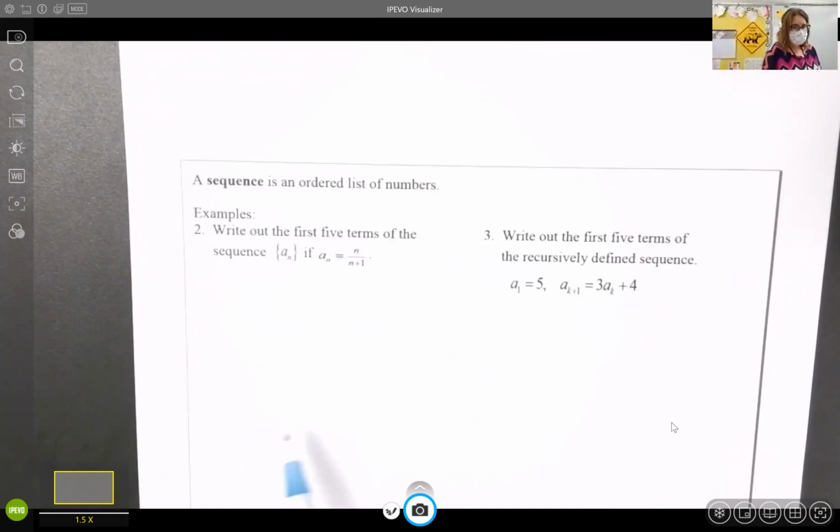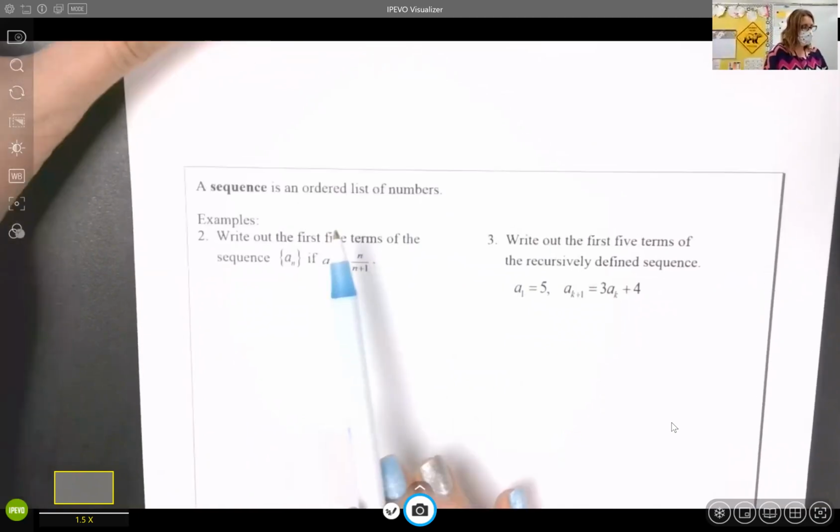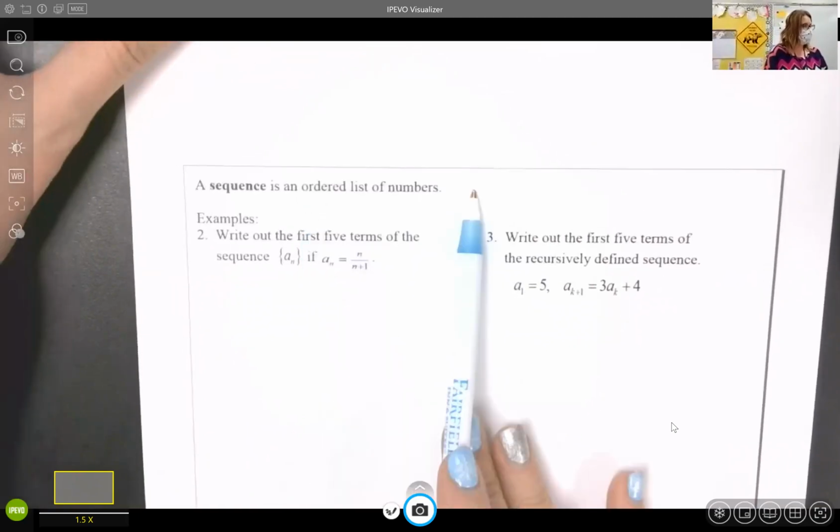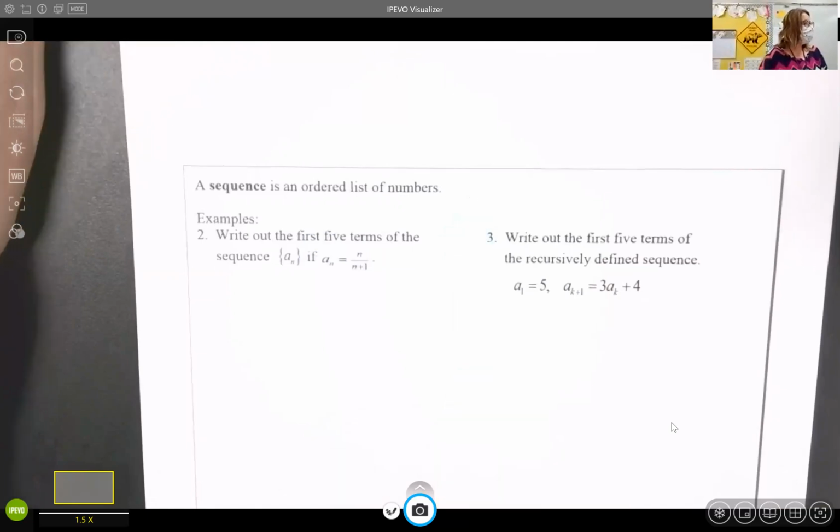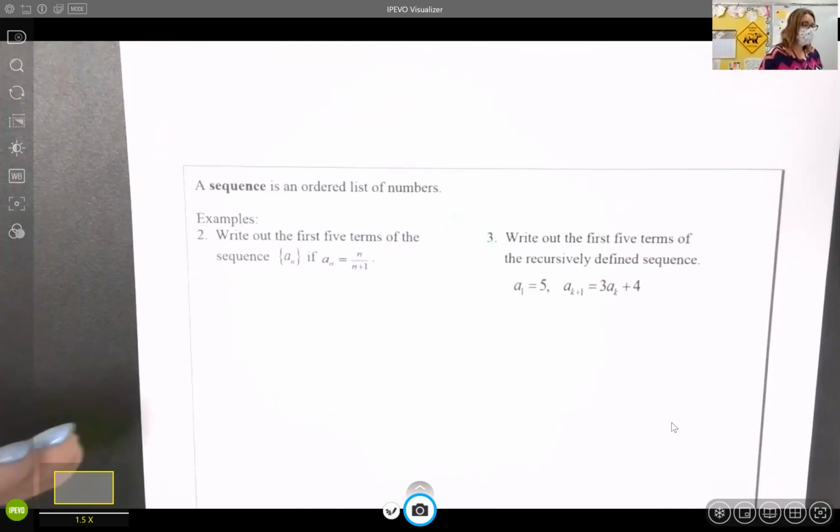So this says a sequence is an ordered list of numbers. An ordered list of numbers means there is some sort of formula that I can use to come up with the next number, right? So arithmetic sequence means I'm adding the same number over and over and over again. Geometric means I'm multiplying the same number over and over and over again.